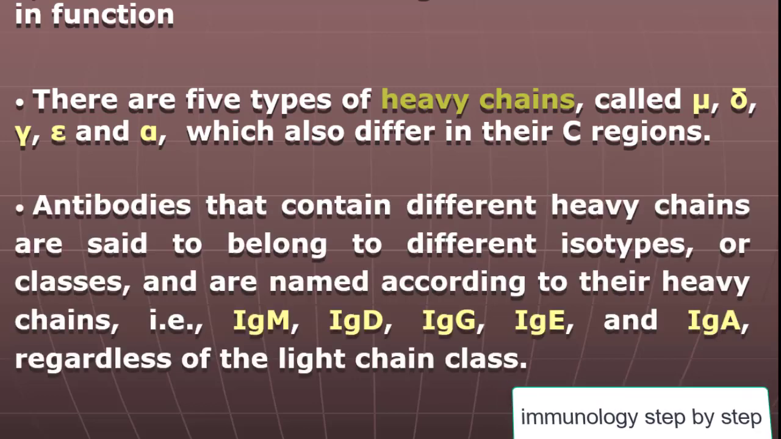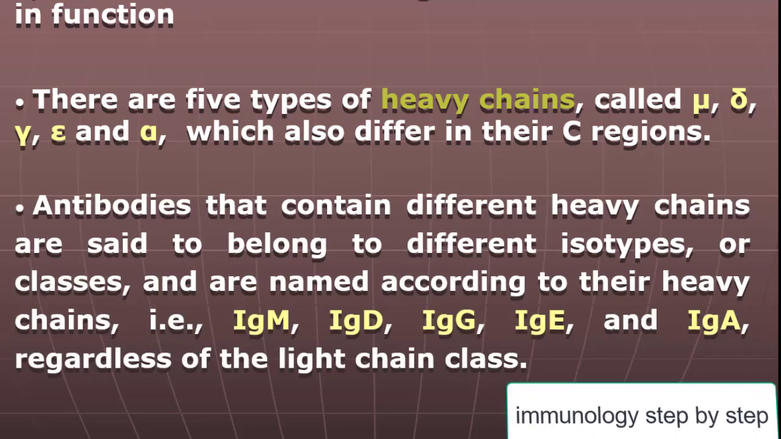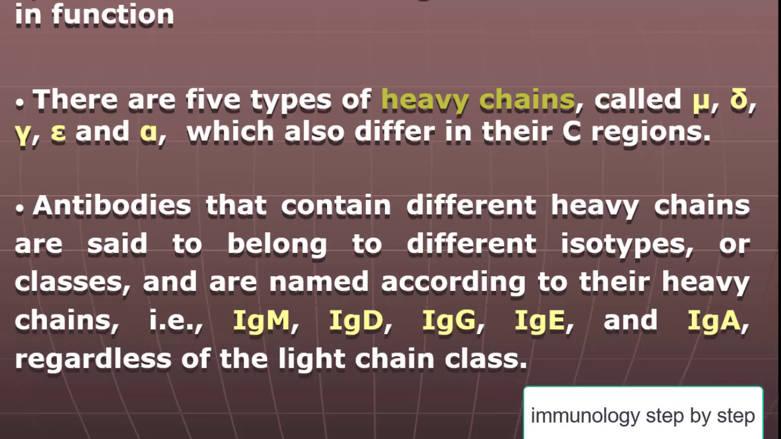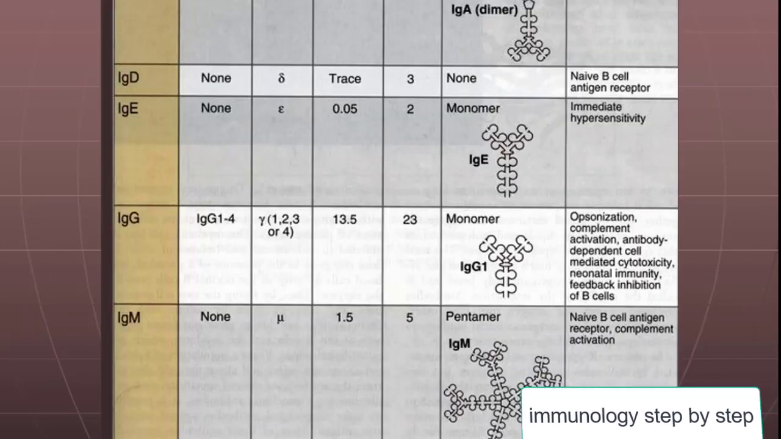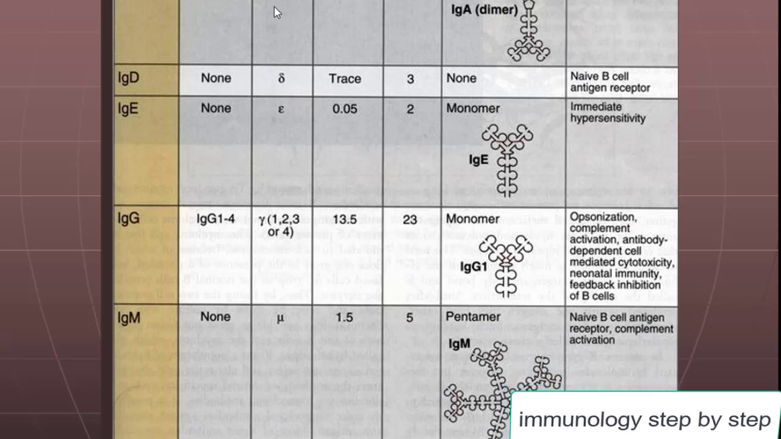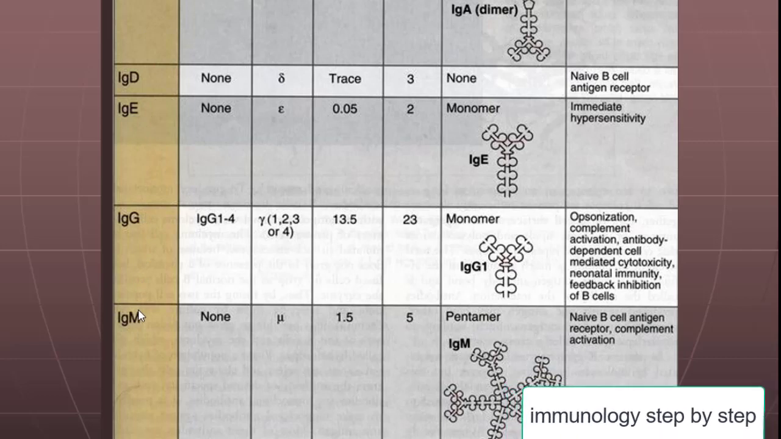Antibodies that contain different heavy chains are said to belong to different isotypes or classes and are named according to their heavy chains. For example: IgM, IgD, IgG, IgE, IgA. Regardless of the light chain class, here are the IgA subtypes, H chain, serum concentration, serum half-life, secreted form, and the function. This is the comparison between the isotypes of antibody: IgA, IgD, IgE, IgG, IgM.